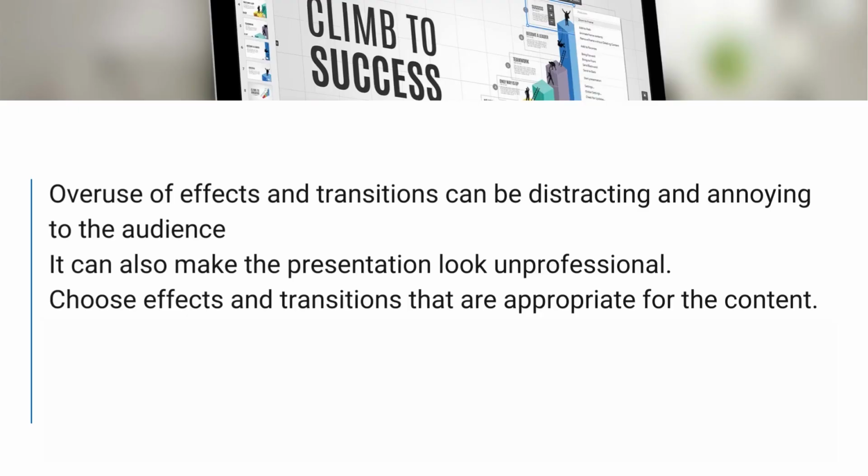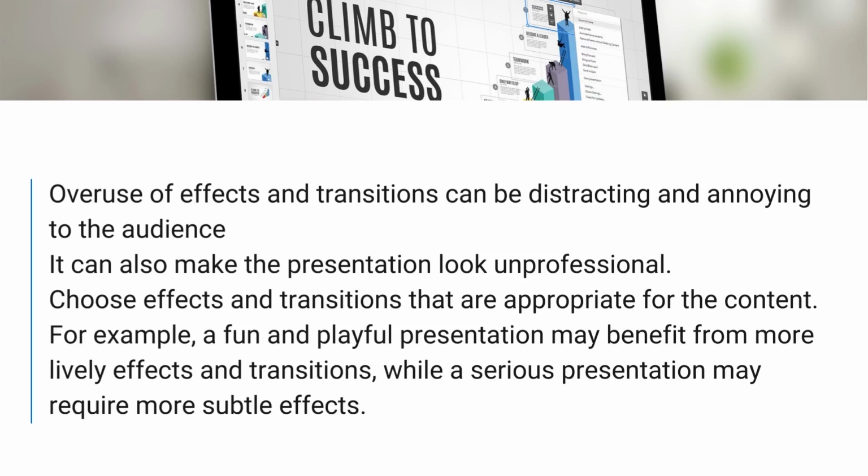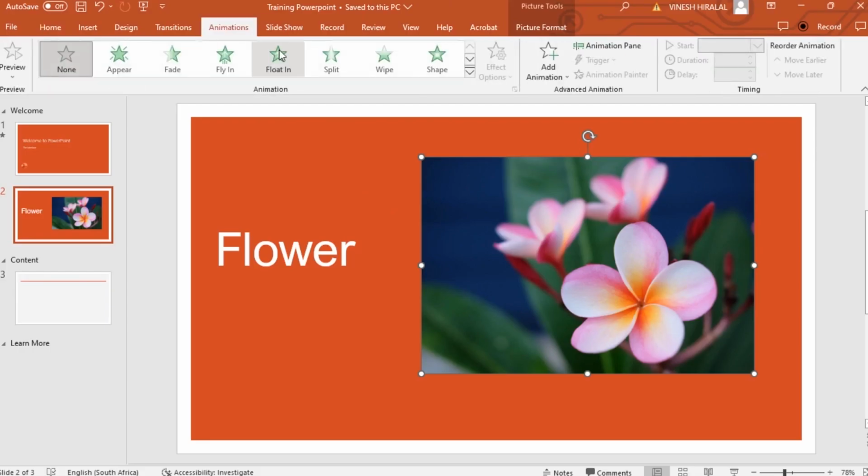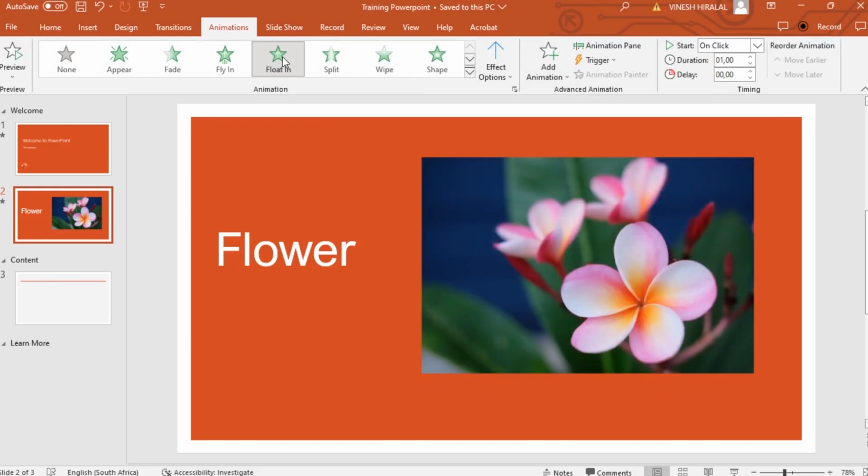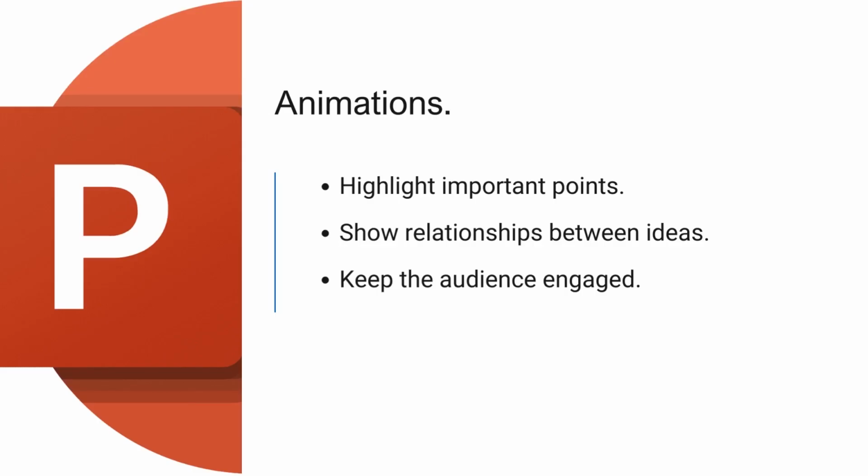Choose effects and transitions that are appropriate for the content. For example, a fun and playful presentation may benefit from more lively effects and transitions, while a serious presentation may require more subtle effects. Animations can be used to add movement and interactivity to a presentation. They can be used to highlight important points, show relationships between ideas, keep the audience engaged.